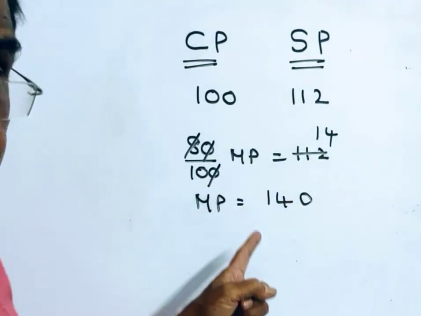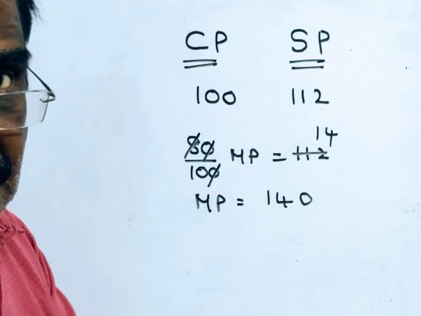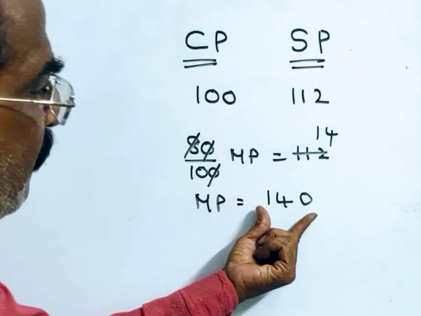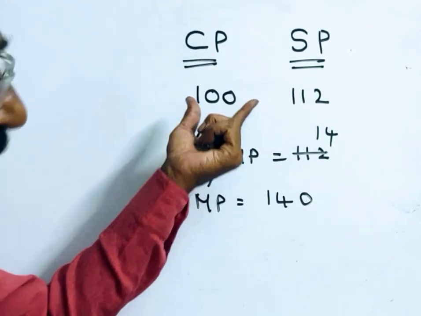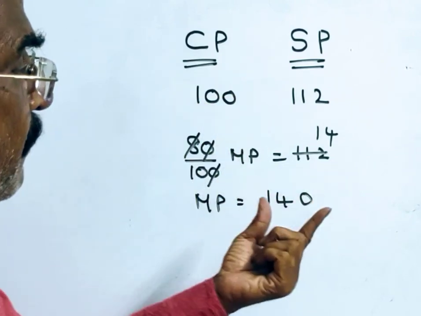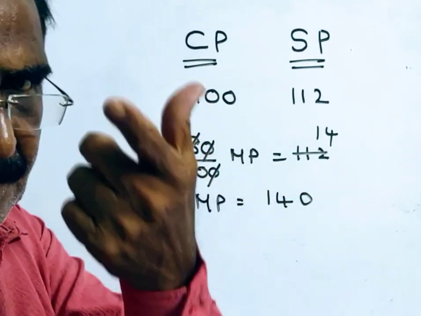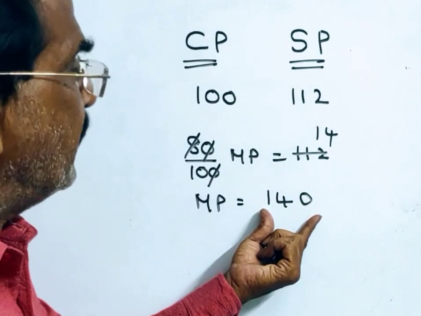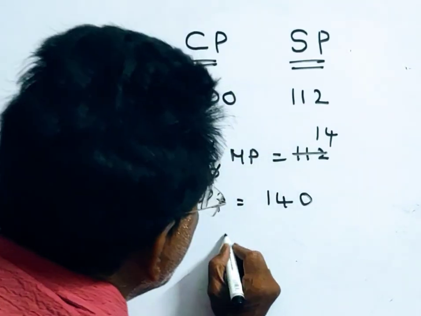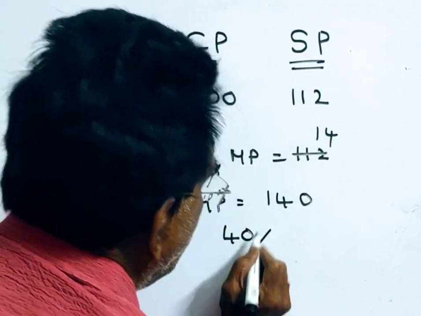So the shopkeeper should mark his goods. The shopkeeper should mark his goods 40% above the cost price. Friends, cost price 100, market price 140. So the shopkeeper should mark his goods 40% above the cost price. So your answer is 40%, friends.